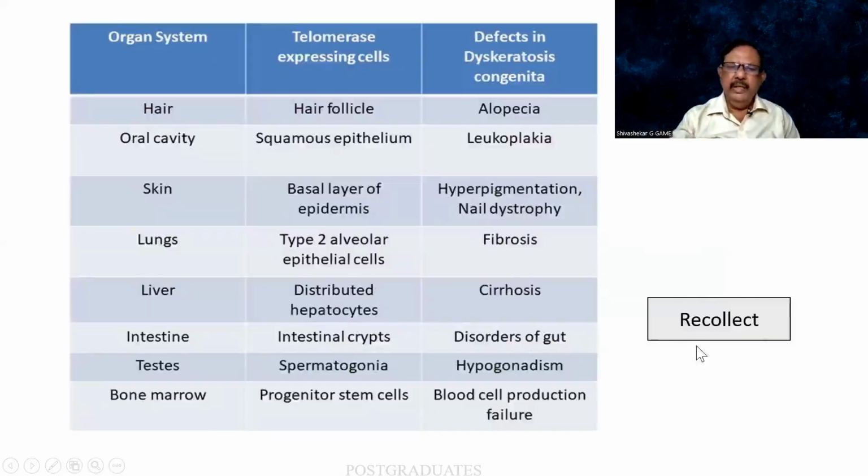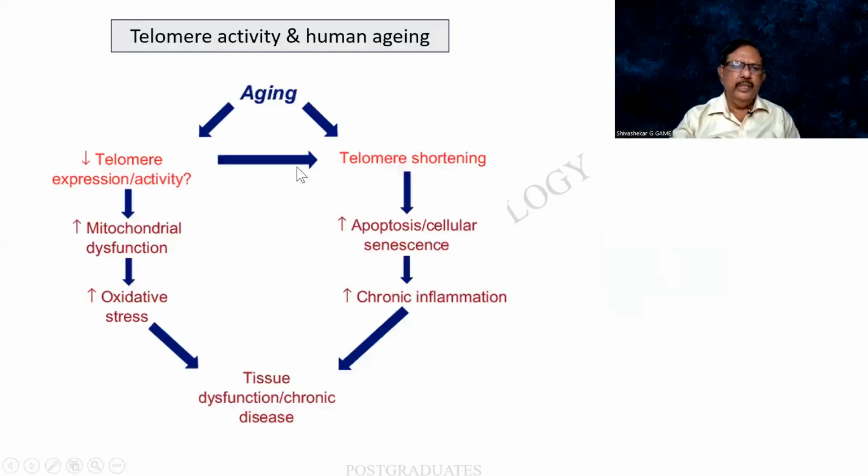Once again, it is a recollection table. I would like you to go through the various organs and tissues and find out what it is. There are certain things that are important for us, such as leukoplakia, hyperpigmentation, nail dystrophy, and cirrhosis. See over here in aging, there is telomere shortening, increased apoptosis, inflammation, tissue dysfunction. Also, there is decreased telomerase expression, increased mitochondrial dysfunction, oxidative stress, again leading to tissue dysfunction.